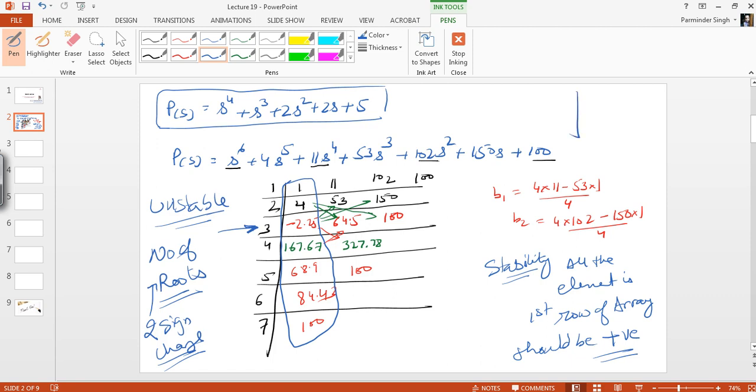That means two roots are lying on this side of the complex plane. The rest of the roots, all the four roots of this equation, are lying on this side, which is stable, because we know that this region is the stable region and this region is the unstable part. So all four roots lie on this side, whereas two roots lie on the other side, which makes it unstable. Clear? So this is how your Routh criteria works.